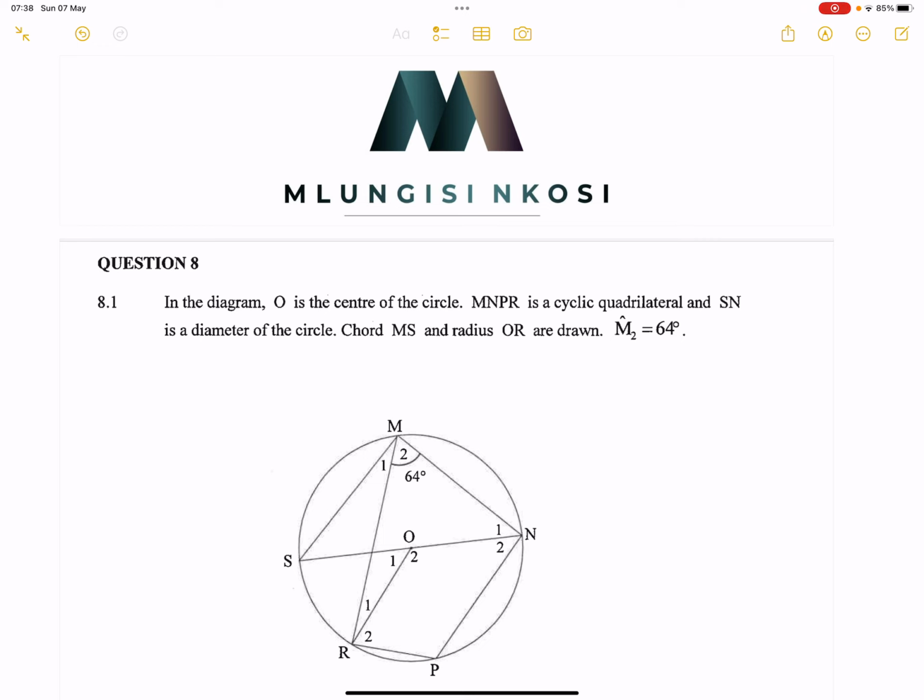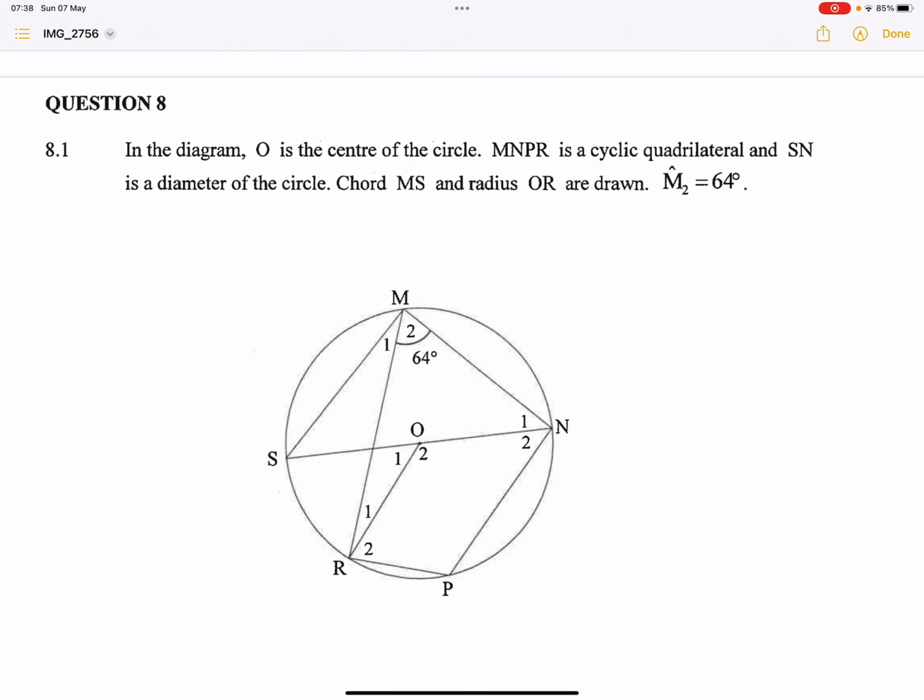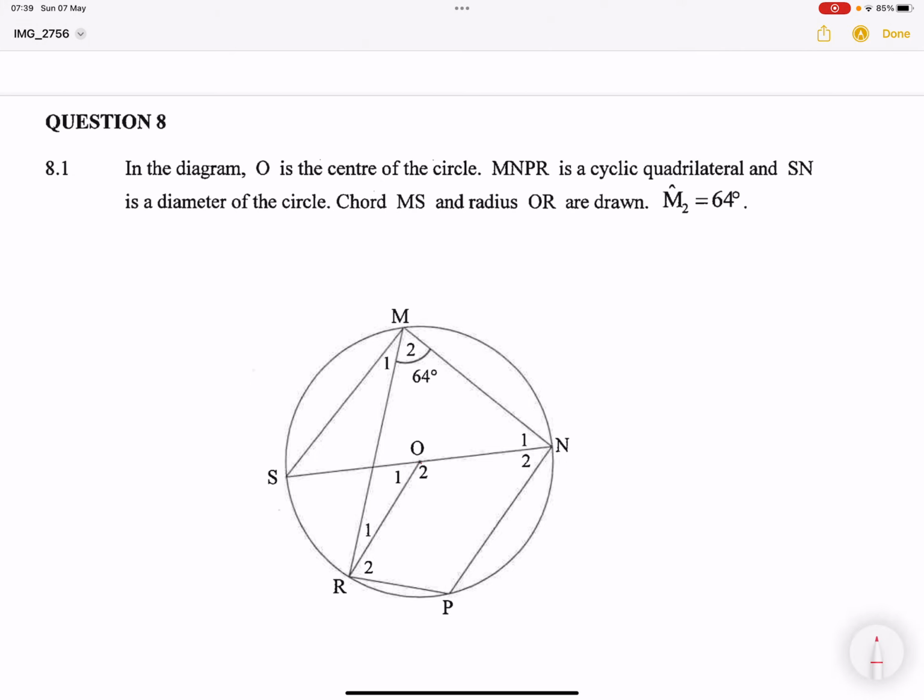So we jump into the November 2022 exam. Let's have a look at it. They say in the diagram we've got O, which is the center. When you're working with Euclidean geometry, I always like to work within the diagram. As soon as they tell me that we've got a center, I indicate where my radii are, because sometimes you may find that you've got an isosceles triangle just waiting for you there. Right, so they say MNPR is a cyclic quad.